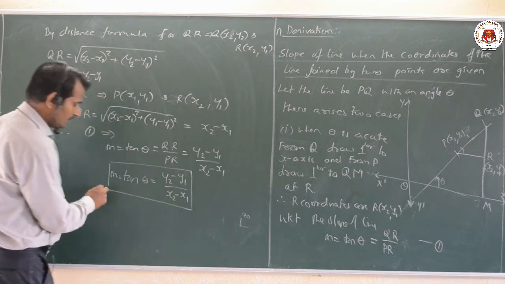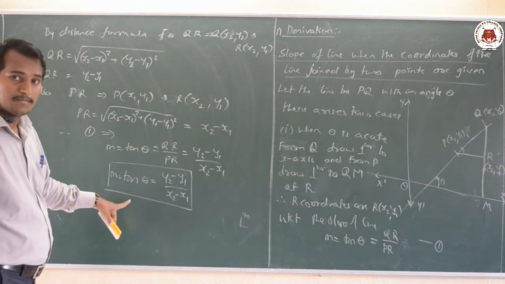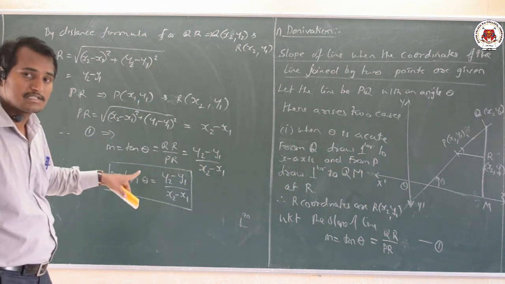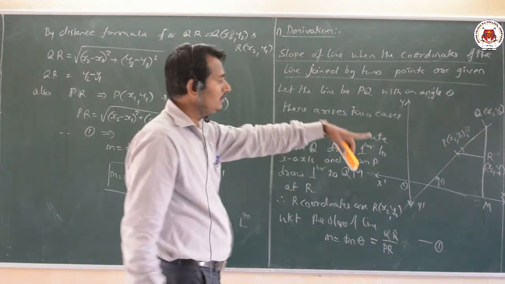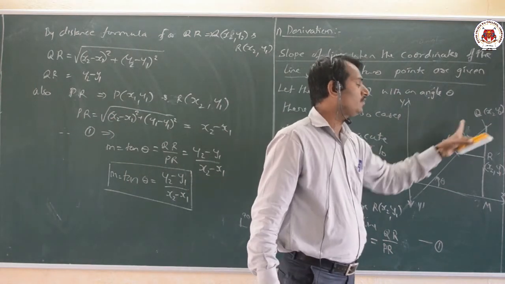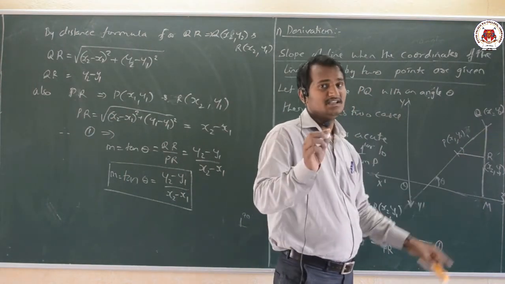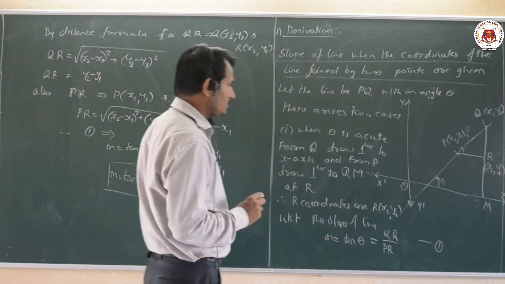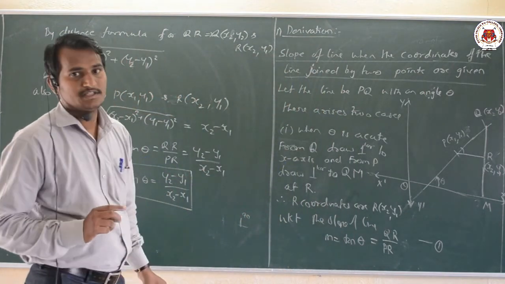We make use of this formula if we require to find the slope of the line PQ when two coordinates of the line PQ are given. Okay dear students, this is the first half part.